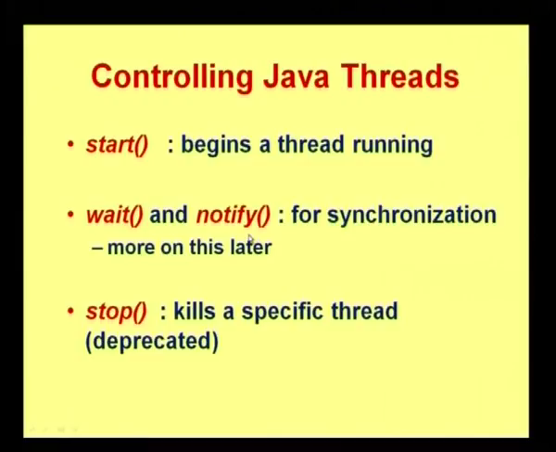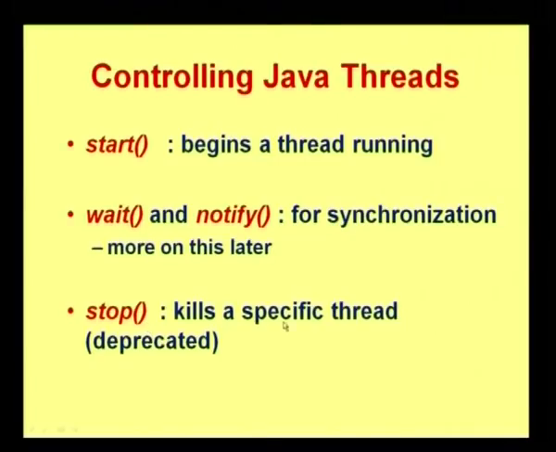Next, you have wait and notify. This is mainly used for the synchronization process. Whenever we do multi-threading, we will see the importance of the wait and notify methods, and we will also see notify all and so on. These are used to synchronize multiple threads accessing the same resource. Next is the stop method. This kills the specific thread. Normally your stop method will abruptly stop the thread, and this is now deprecated in the latest versions of your JDK.